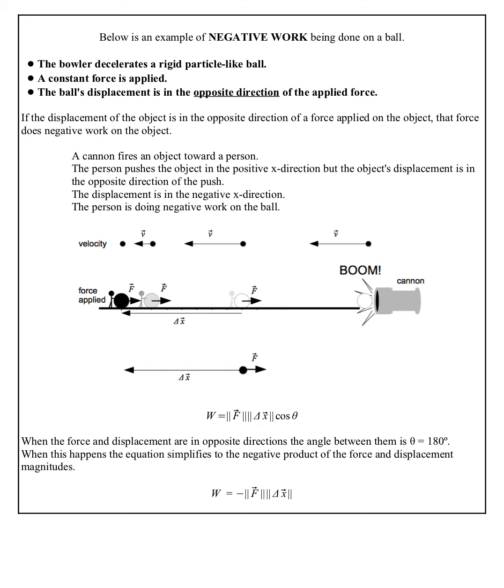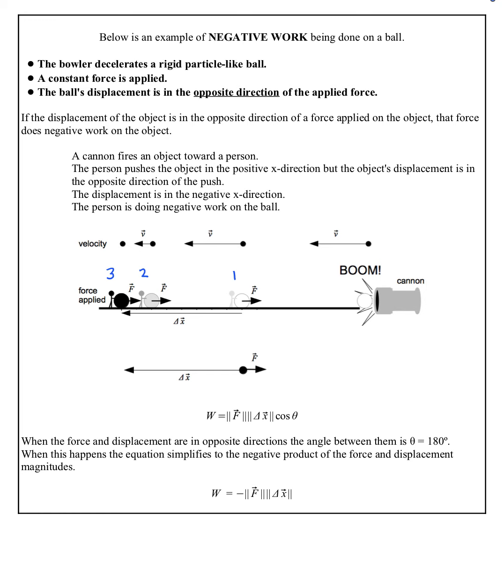In the diagram below, we see that a cannonball is being fired toward a person, who then catches the cannonball. At first, the person is located here. Then they get pushed back to here. And finally, the person comes to rest at t=3.